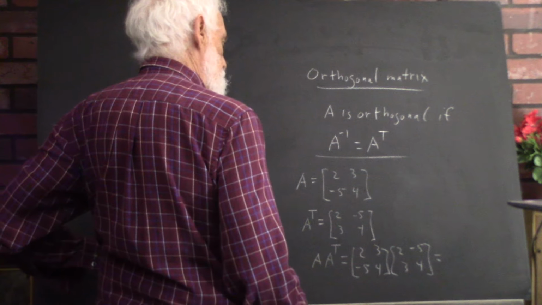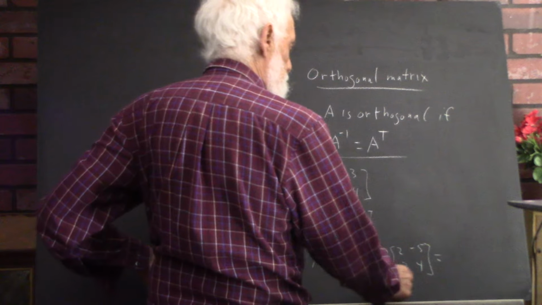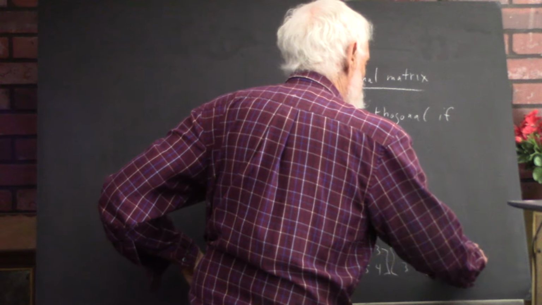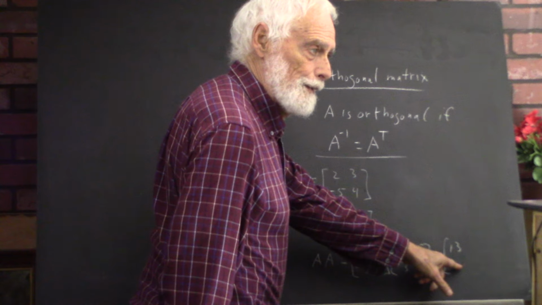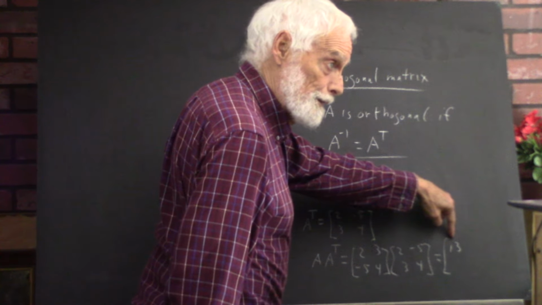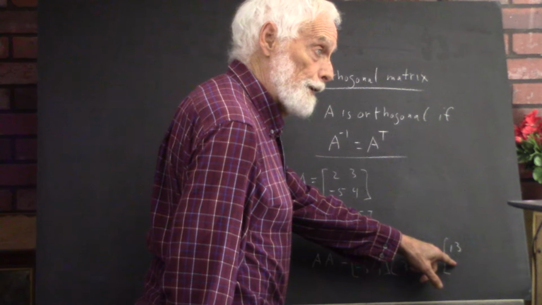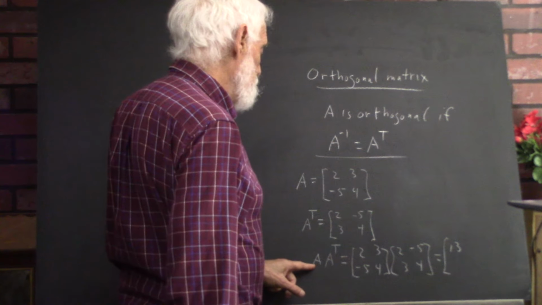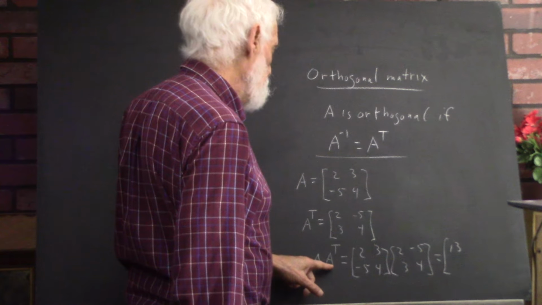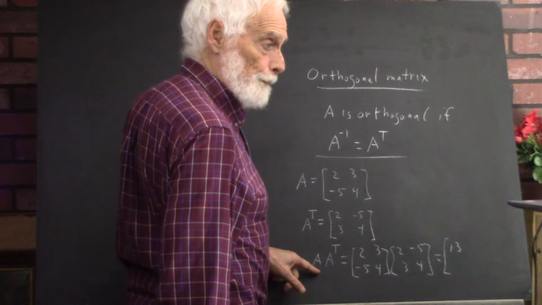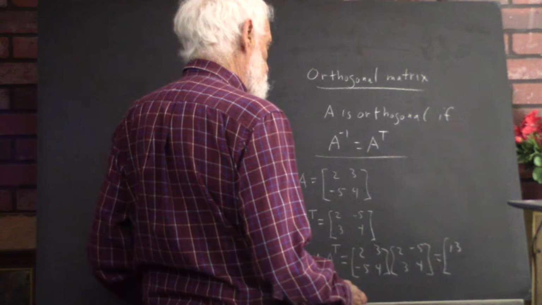Okay? And 2 times 2 is 4, 3 times 3 is 9. That gives you 13. Well, right away, you see that you're not getting the identity here, because you have to have a 1 here. Okay, so A times A transpose is not going to equal the identity, which means that A transpose is not the inverse of A. Okay, in almost any matrix you choose, the transpose is not going to equal the inverse.